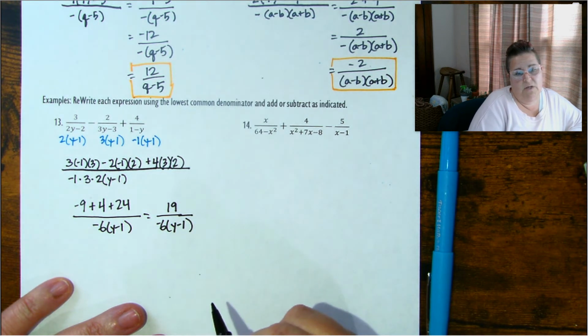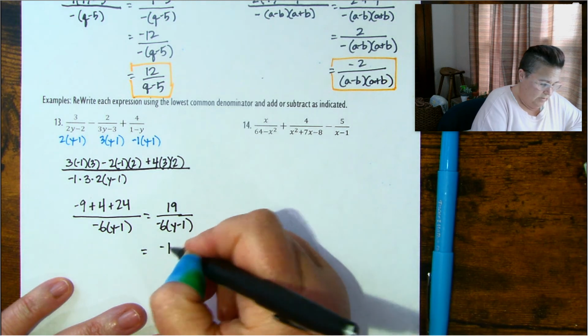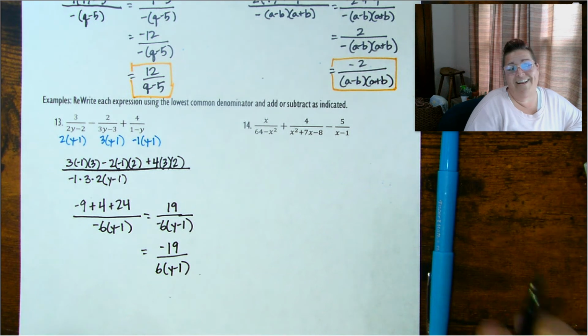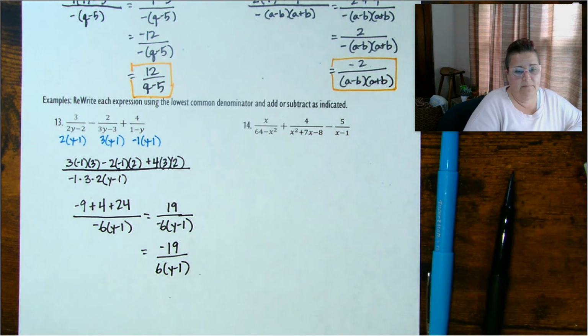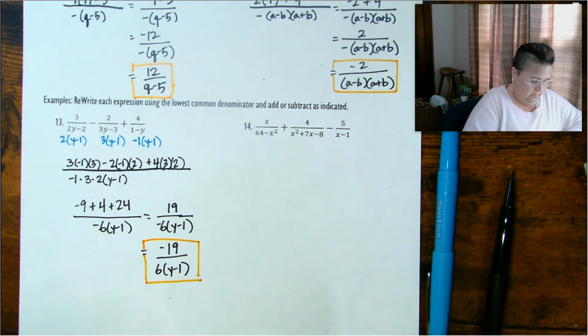19 and 6 do not cancel, but I don't like that negative, so I'm going to pop that up top. I don't like the negative in the denominator, I should say. So I'm going to pop that negative up to the top. And there we go. All right.